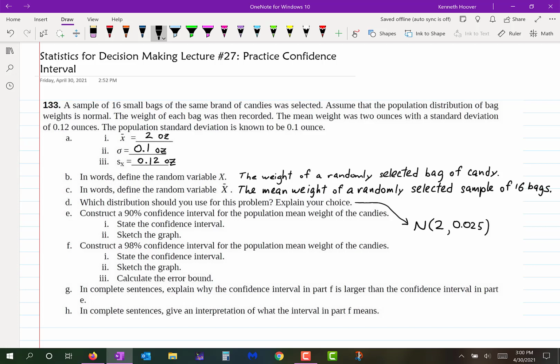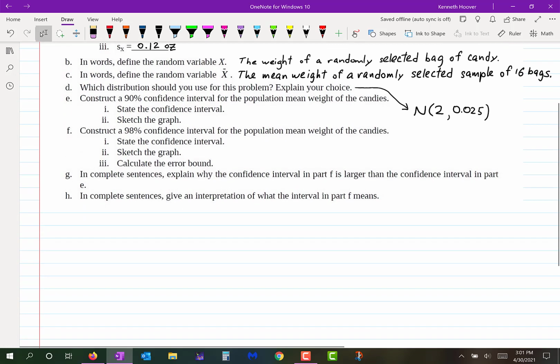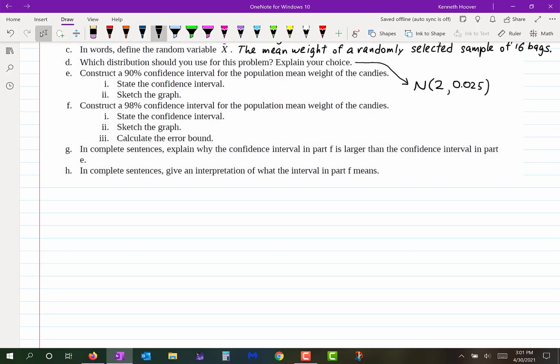Construct a 90% confidence interval for the population mean weight of the candies. State the confidence interval and sketch the graph. Those are both parts of question E. They don't have to be done one and then the other. So what we're going to do is we're going to do them at the same time. Okay? So I'm going to start drawing the graph, because looking at the graph helps me to figure out what it is I'm trying to do. So I draw a bell curve. That's a normal distribution. Okay? And we have here right down the middle our mean, which is 2.